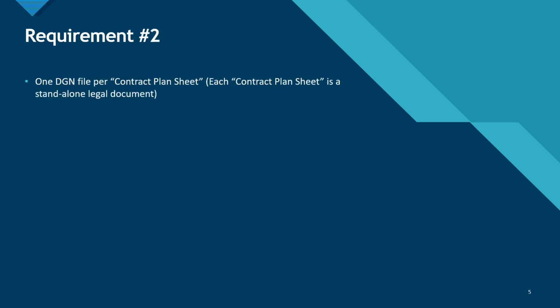Requirement number 2 is that there is only one DGN file allowed per contract plan sheet. Each contract plan sheet is a standalone legal document. That means you cannot have all plan sheets in one DGN. They must be in separate DGN files.